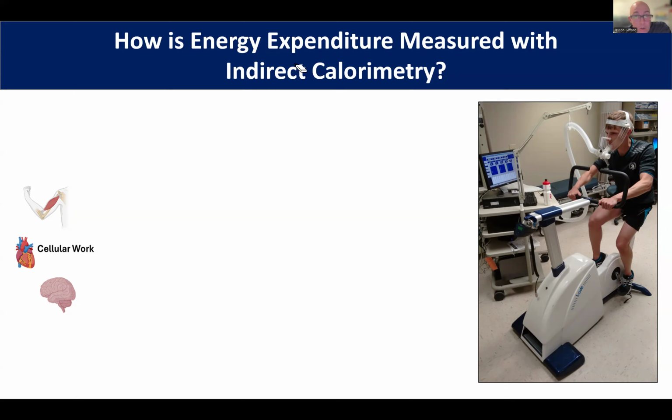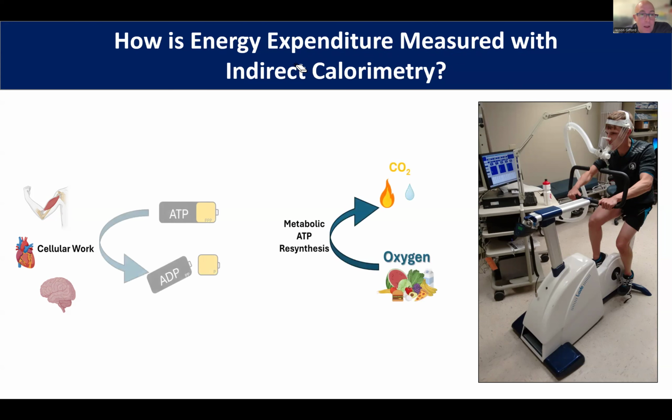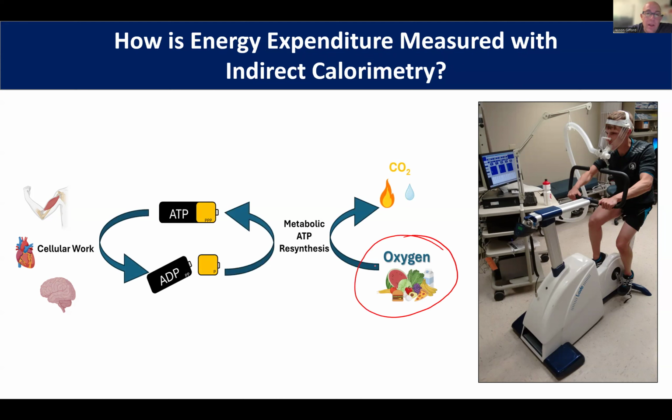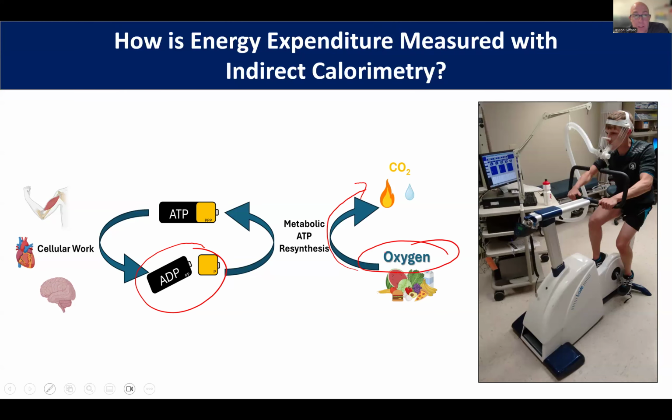So we have a much more practical way, which is called indirect calorimetry. We actually measure how much oxygen is being used. Remember, when you do work, you break down ATP, and to recycle that ATP, you burn oxygen and foods, and in the process, you form heat, water, and carbon dioxide. We haven't figured out a good way to measure how much ATP is being broken down, but we can measure how much oxygen you're using. And that in turn will tell us how much work you have performed.